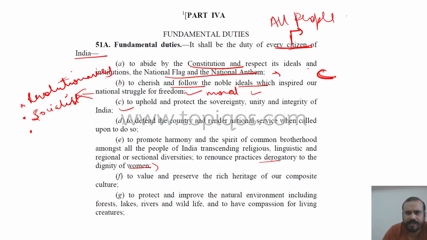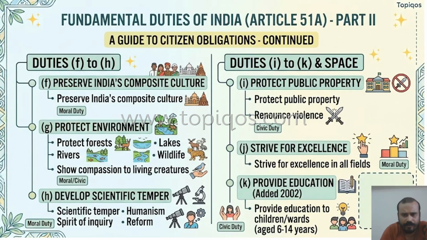to renounce practices derogatory to the dignity of women, you can bring laws for this. Can you bring a specific law to promote harmony and the spirit of common brotherhood? It's a bit generic, a moral principle. But the second part, to renounce practices derogatory to the dignity of women, can be termed a civic duty, because laws can be framed for this.